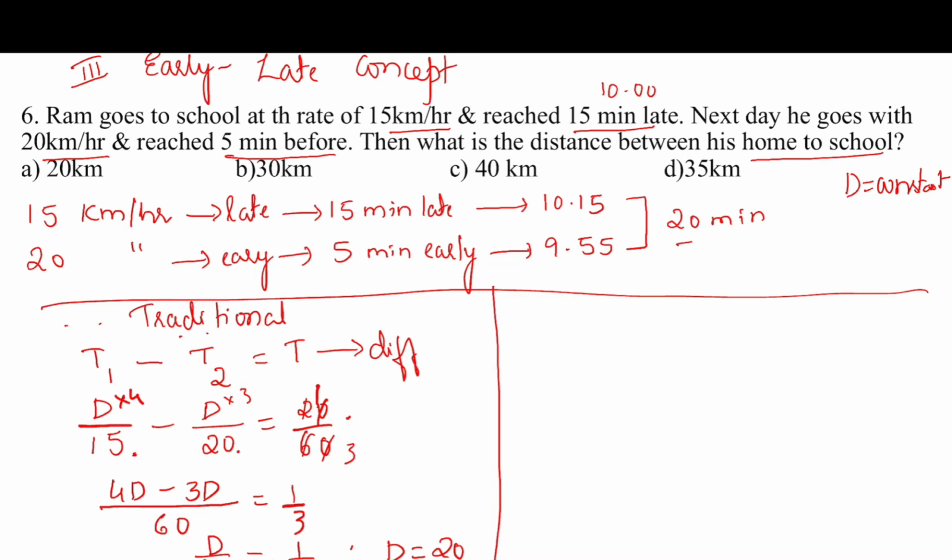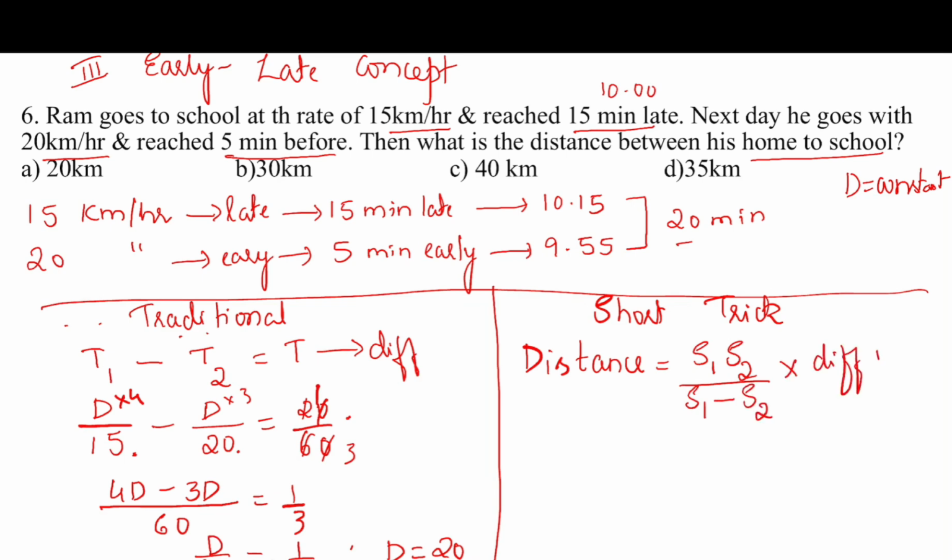Okay. The same problem, how to solve it using a shortcut method. Okay, short trick. For this you should remember just one formula, and this formula will help you to solve all the problems. That is, distance is equal to speed 1 into speed 2 divided by speed 1 minus speed 2, into difference in time. If you remember this one formula, you can solve all the problems regarding the early and late concept.